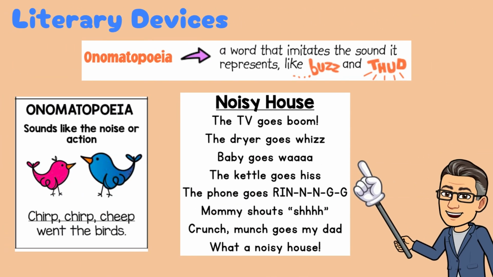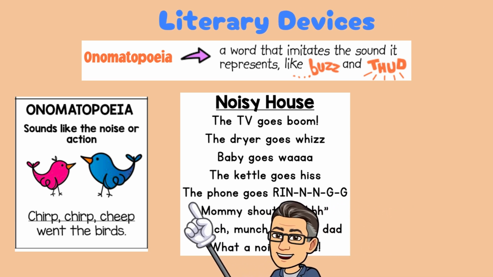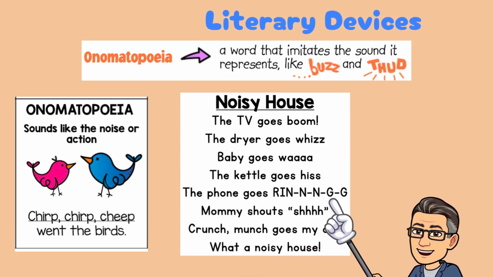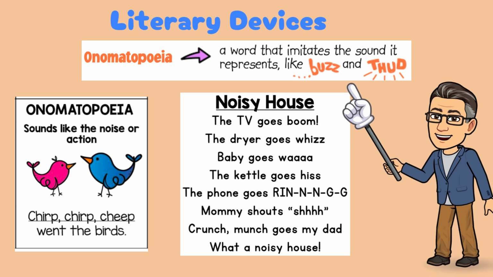Let's now talk about the literary devices used for elements in a poem. Authors can use onomatopoeia as an element. Onomatopoeia is a word that imitates the sound it represents, like buzz and thud. Look at our onomatopoeia poem below. The TV goes boom. The dryer goes whiz. Baby goes wah. The phone goes ring ring. See how the author uses words that describe the sound that the object or person is making, such as the phone goes ring ring. Ring is the sound a phone makes.